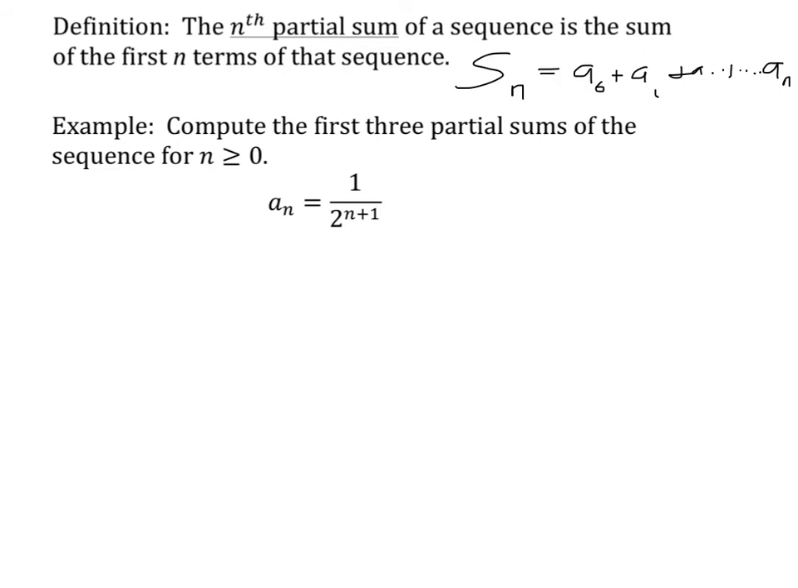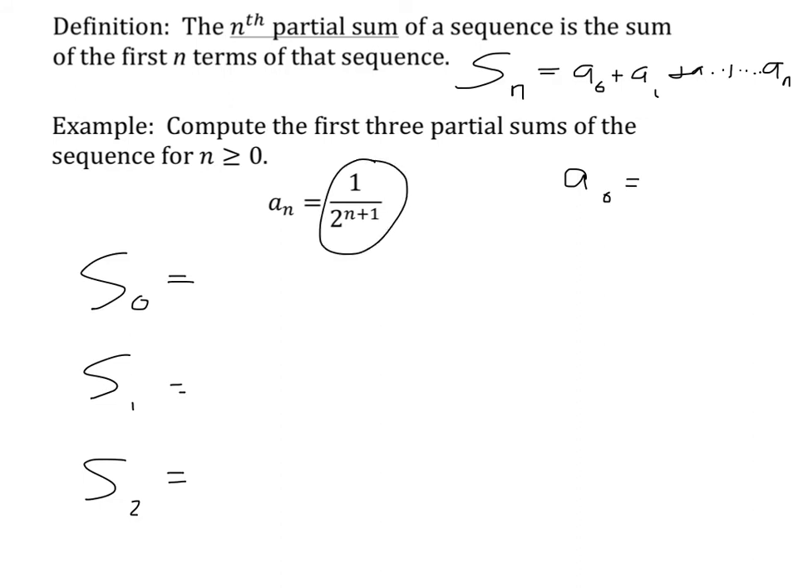So I'm going to ask here, compute the first 3 partial sums of the sequence for n greater than or equal to 0. That means I'm going to need to compute S0 and S1 and S2. These would be the first 3 partial sums of the sequence. In order to do that, I'm probably going to need to write down what the first several terms are. I'll need to start with a sub 0. Well, if I evaluate this for 0, I'll have 1 over 2 to the first, which is 1 over 2. If I do a sub 1, it'll be 1 over 2 squared, so that's 1/4. If I do a sub 2, it'll be 1 over 2 cubed, which is 1/8.